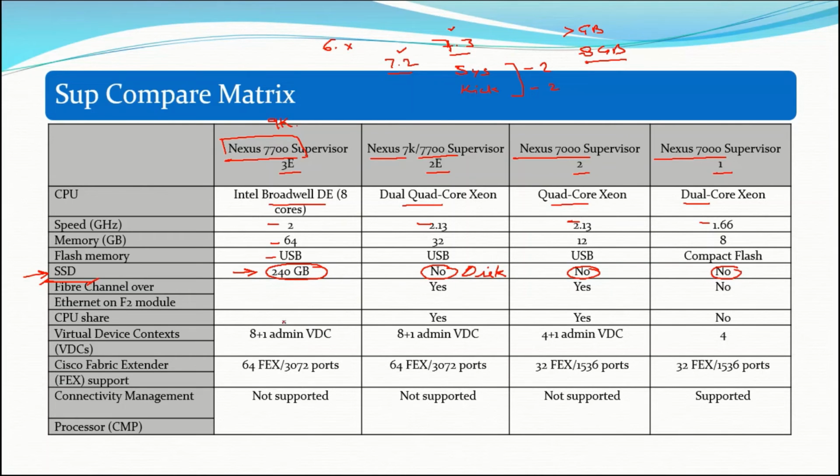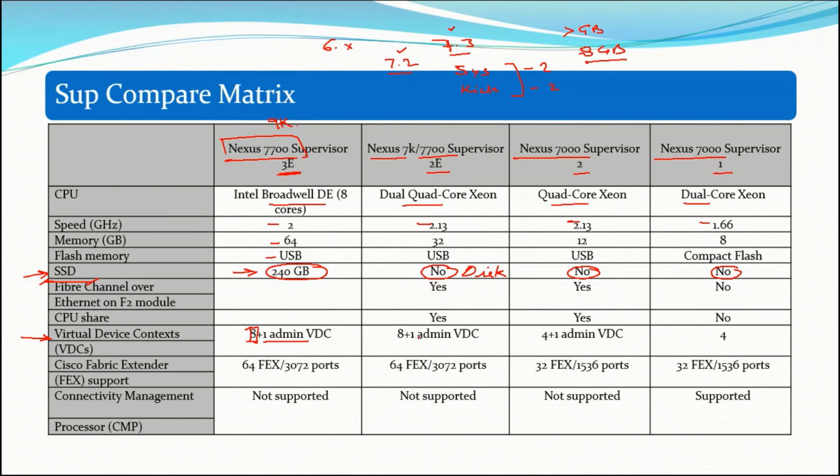Now the virtual device context, which we have discussed, that 7000 series is having the option of virtualization. Virtualization is entirely depending on which supervisor engine we are going to use. If it is 3E, the latest supervisor engine, then we have the option that we can use 8 virtual switches plus 1 admin virtual switch. So from this one admin switch we can manage the remaining 8 non-admin switches.